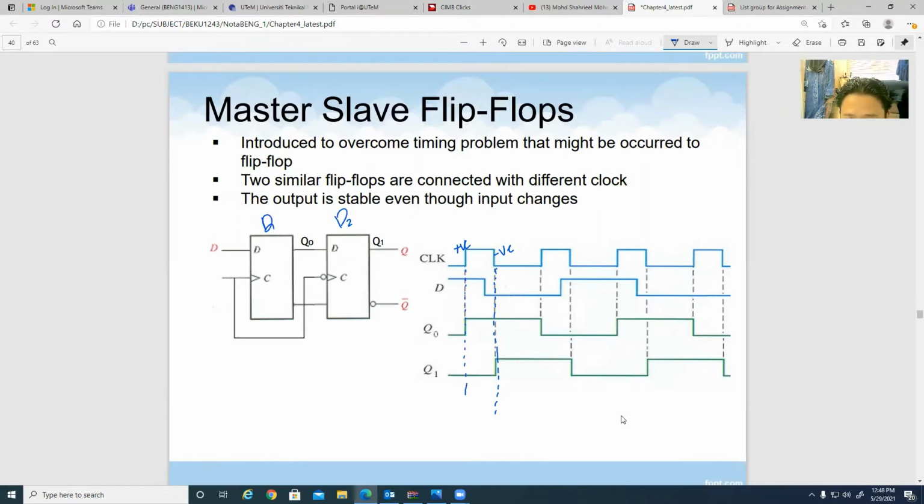So the output is stable even though the input changes. That is the master-slave flip-flop. You can see some examples here. We have the clock here. Actually it's the same clock, but it differs in the activation. One is the positive edge trigger for D1, and the second is the negative edge trigger. So you go for Q1. The input of D2 comes from the output of D1. You have to remember, the output here for D1 is the input for D2. That's why you have to find the output for D1. This is the key note here, so we have to find that.